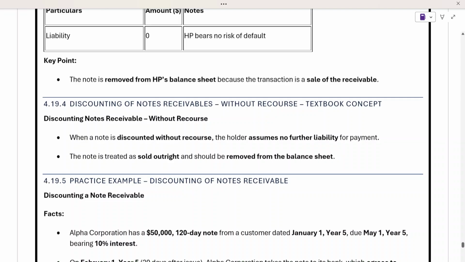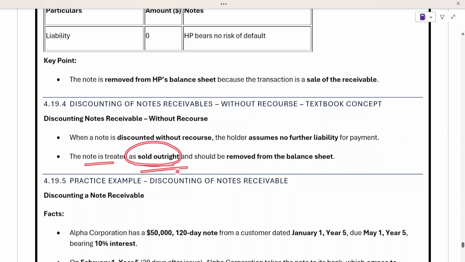Now let's try to understand the same thing through the basic textbook concept. So the discounting of notes receivable without recourse, the textbook simply says that when a note is discounted without recourse, the holder assumes no further liability of the payment. There is no further liability for the payment for the holder, which in our case was HP company. And the note is treated as sold outright.